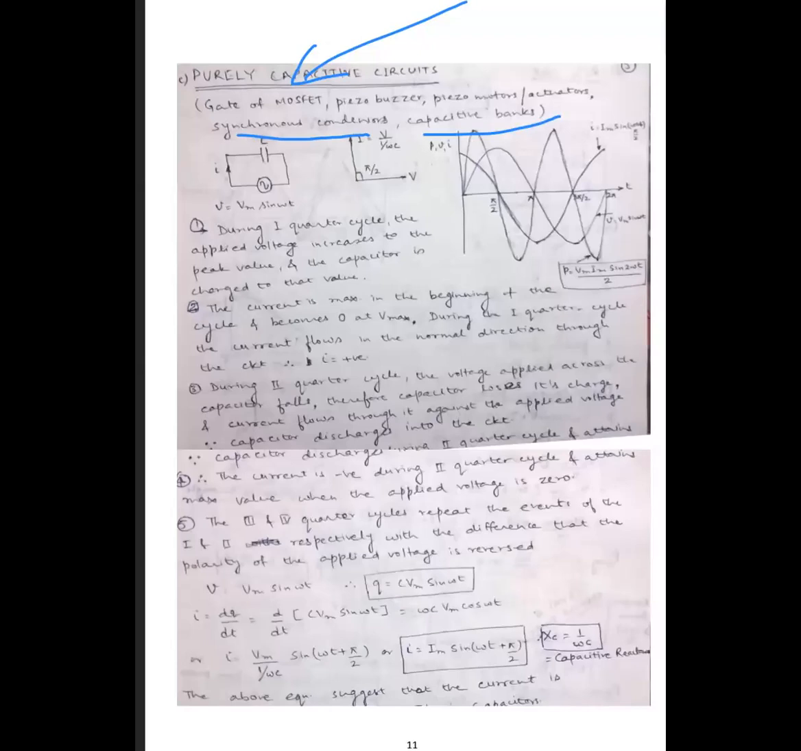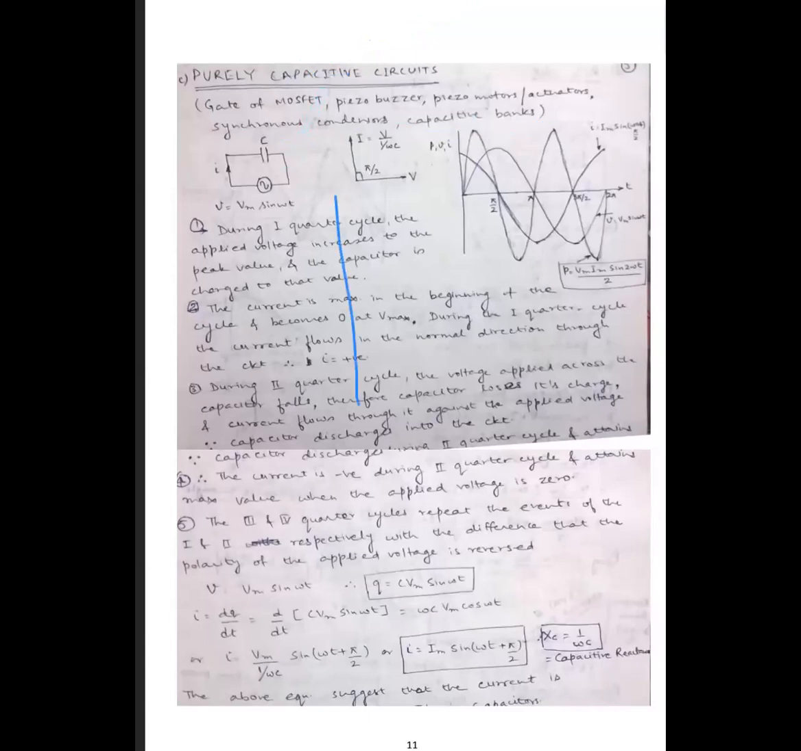So in pure capacitive circuits, these synchronous condensers and the capacitive banks act as the power factor improvement. Okay, so first of all, you should know what the power factor is. So I will briefly discuss this.